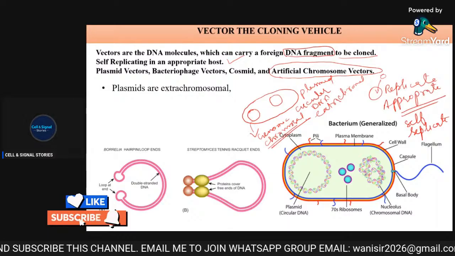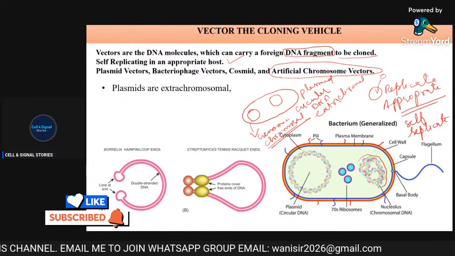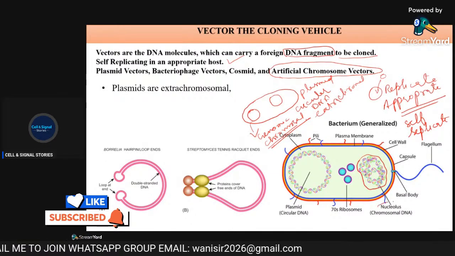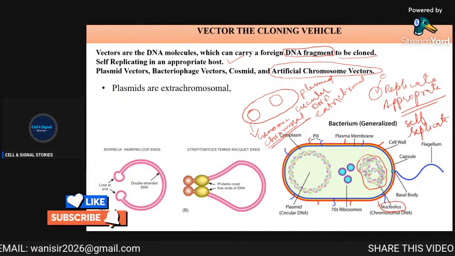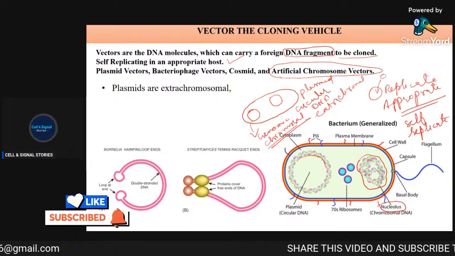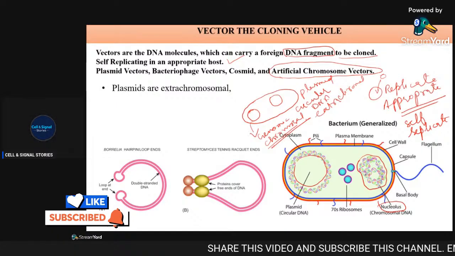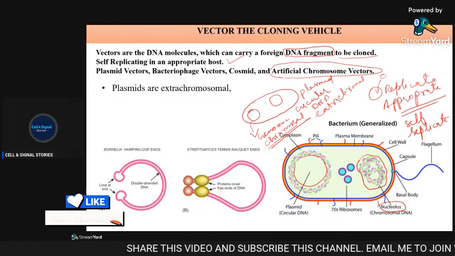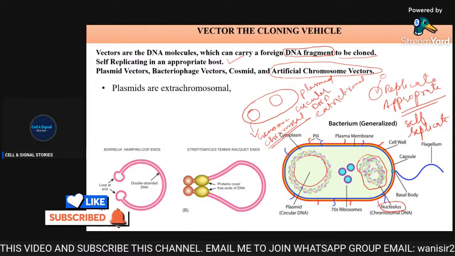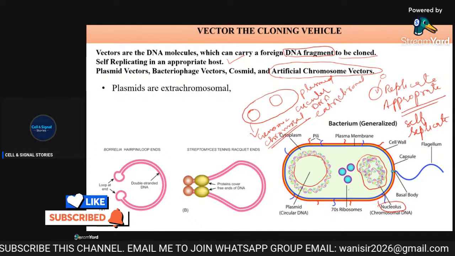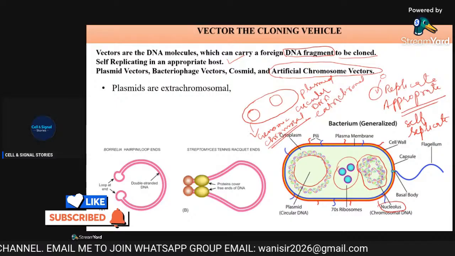You can see in this diagram that this is the chromosomal DNA, the nucleoid, which is present in the bacteria, and this is the circular DNA, called the plasmid DNA. And this is the structure: the bacteria has the flagellum, capsule, cell wall, plasma membrane, pili, cytoplasm, and 70S ribosomes.